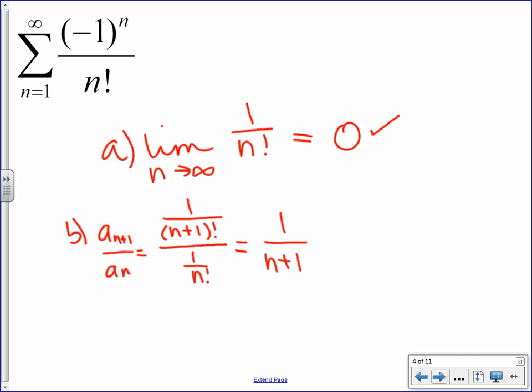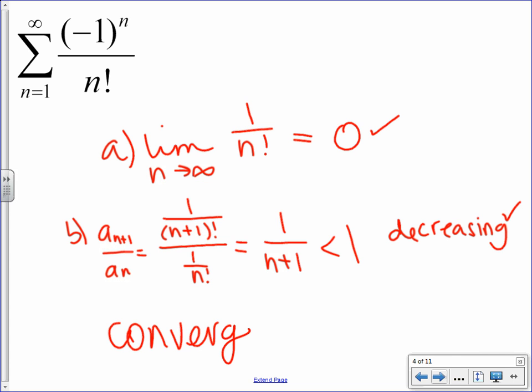Does everyone agree with that? Yeah, and know how that happens? You see why we practice that? Okay, so is this bigger than 1 or less than 1? Less. Which means what about our sequence? Therefore, this converges by the alternating series test.